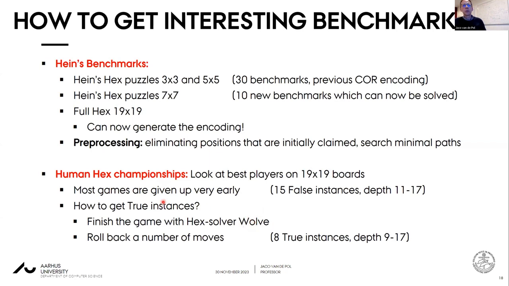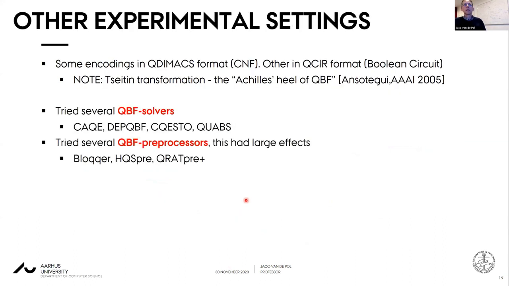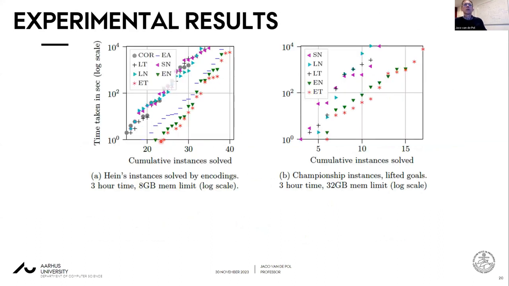But what we did is we took those games that were given up, and then for depth 11 to 17, this gave us false instances because it would need maybe 50 moves to win the game. And then we solved them with Wolve. If they could be solved, we rolled them back a couple of steps, and this gave us some true instances for limited depth. And we could solve those things with QBF solvers. And then we tried many QBF solvers and many preprocessors, and I can talk about this offline if you are interested. And we got these kind of results.